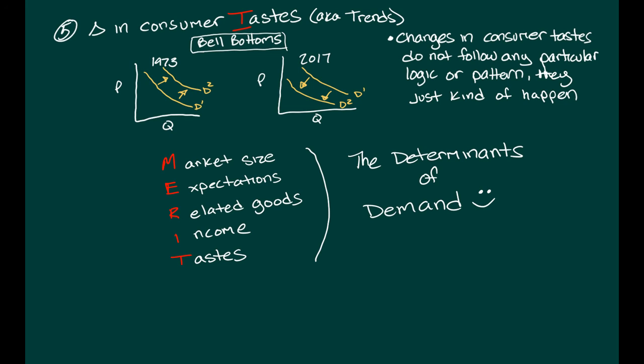So when we wrap this whole thing up, hopefully we've been spelling this word correctly. We do it in this particular order so that it spells out MERIT at the end of our notes. And so we have market size, expectations, related goods, income, and tastes. And those things together are the five main determinants of demand. If you do it this way, I think the kids are going to have a little bit easier time memorizing MERIT. They'll definitely memorize the acronym.